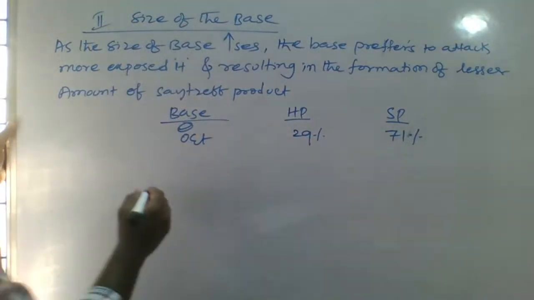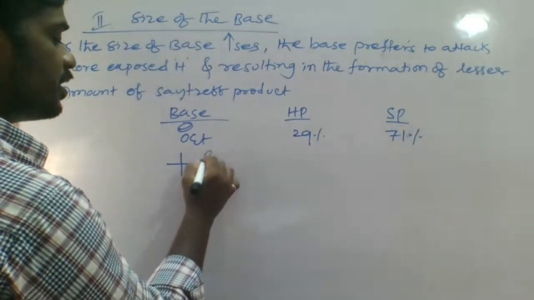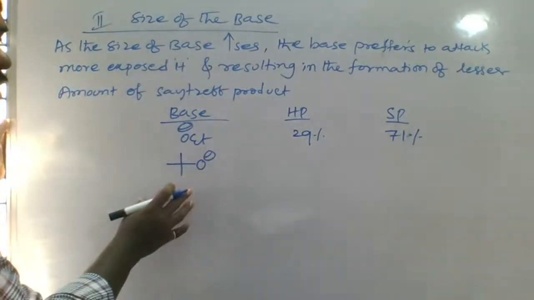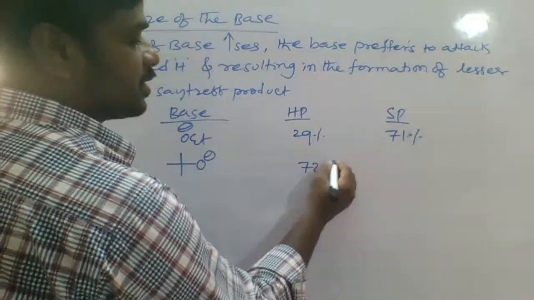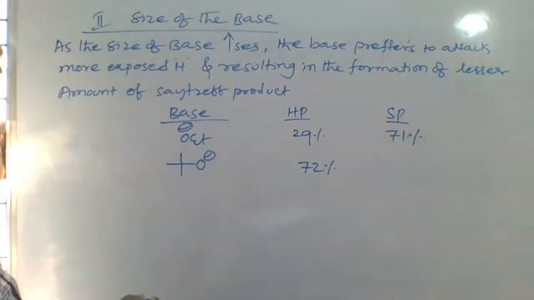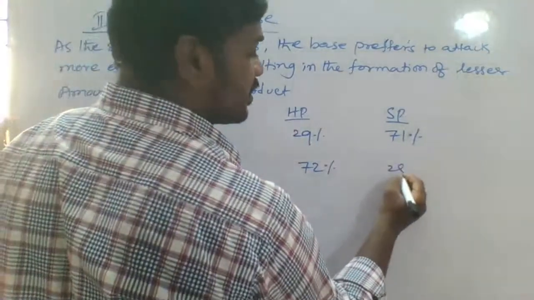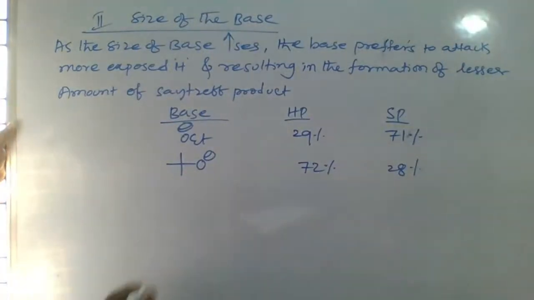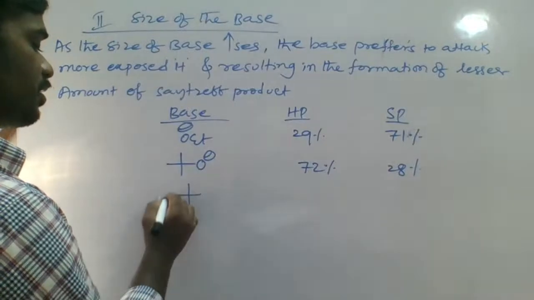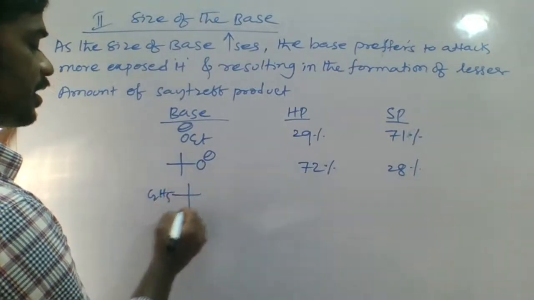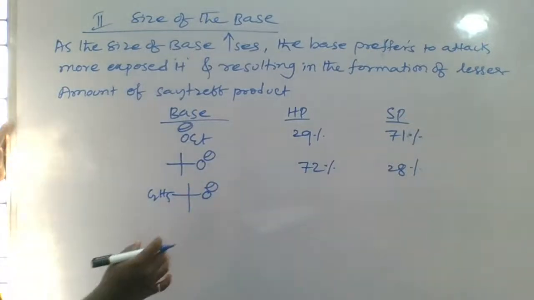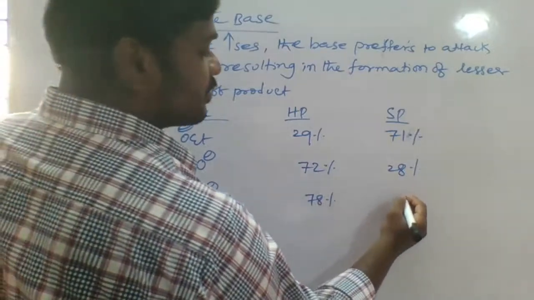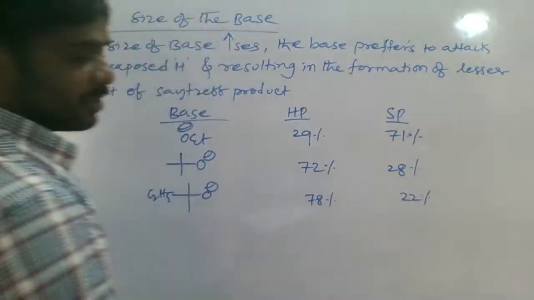Now, instead of this, you use tertiary butoxide as the base. It is bulky, so steric crowding arises: 72 percent Hofmann product and 28 percent Saytzeff product. In this tertiary butoxide, if one methyl group is replaced by an ethyl, the steric crowding increases. Therefore the Hofmann product, the less substituted one, is 78 percent, and the Saytzeff is only 22 percent.